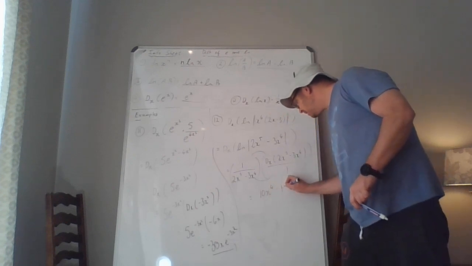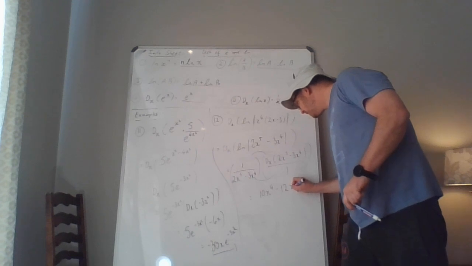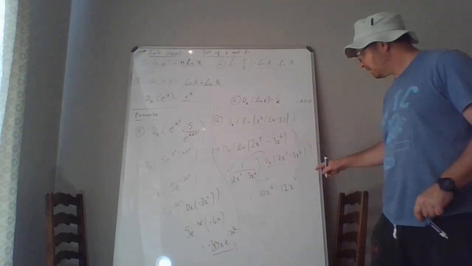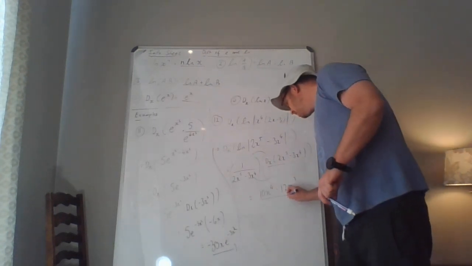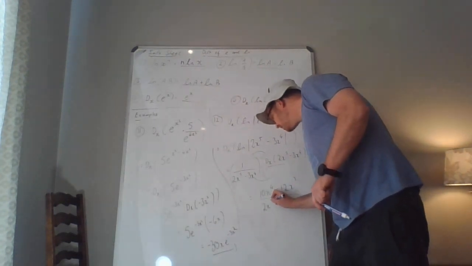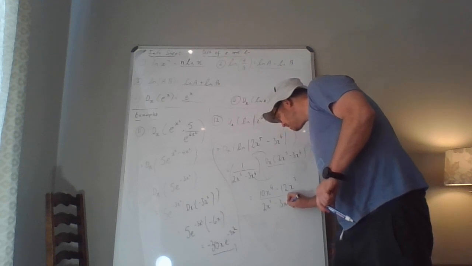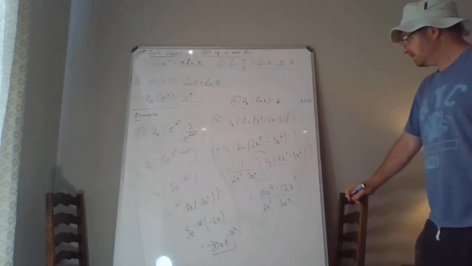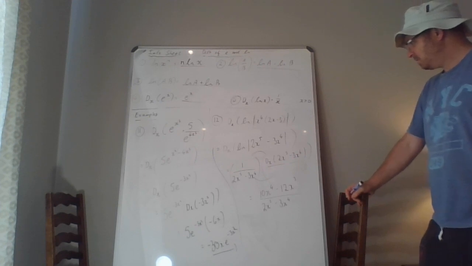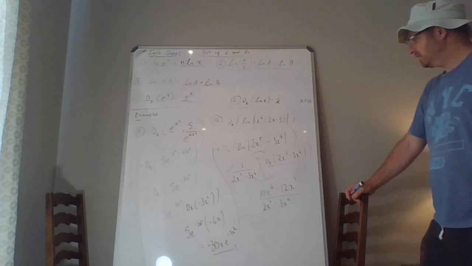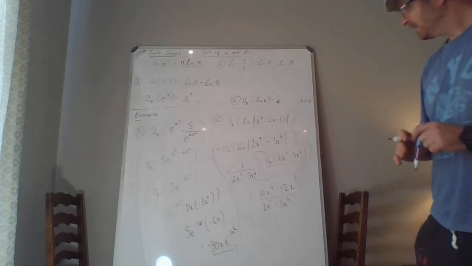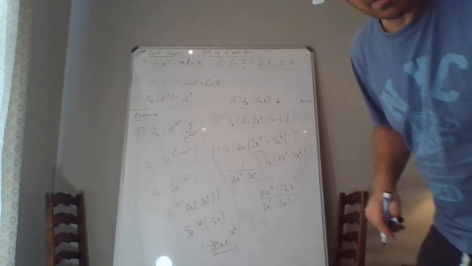minus 12x cubed, am I right? 10x to the 4 minus 12x cubed, all over 2x to the 5 minus 3x to the 4. Okay, 10x to the 4 minus 12x cubed, over 2x to the 5 minus 3x to the 4. Just times the top times the bottom, remember that's over 1. Okay, lovely stuff.